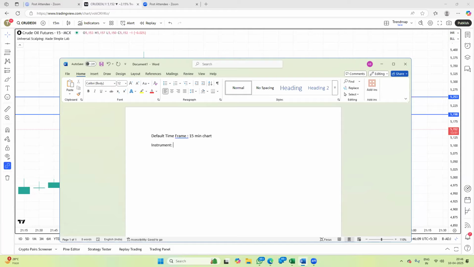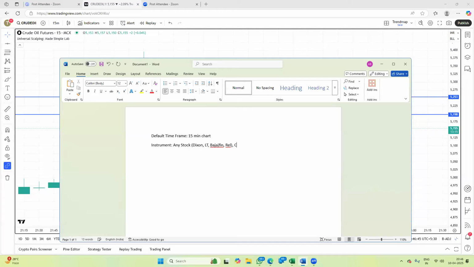The next thing is the instrument. You can trade any stock, but my preferred stocks are Dixon, LT, Bajaj Finance, and Reliance. These four are my preferred. It's not necessary that you take these. If you want to test or start, then start with these four, and you can trade any stock.